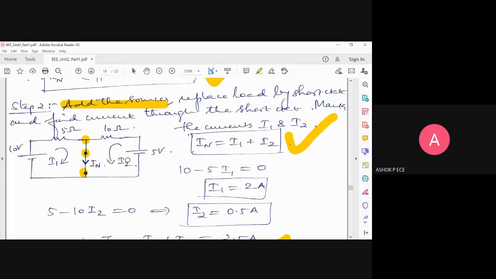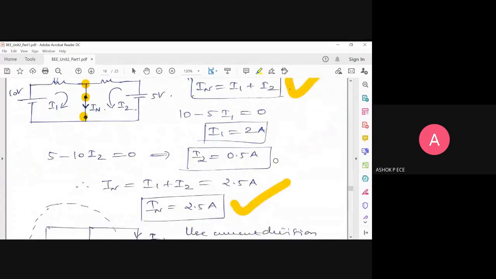If we have assumed the current in the reverse direction, then IN will be equal to I1 minus I2 or I2 minus I1, depending on which is going to be larger. But since we have assumed the direction of current flow is going to be the same, IN will be equal to I1 plus I2. Okay, so if you add both, you get 2.5 amperes.